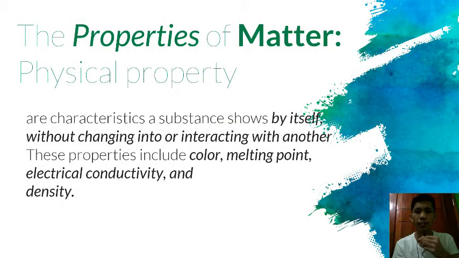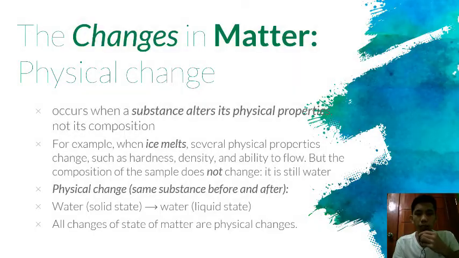So what about physical property? These are the characteristics a substance shows by itself, including the color, melting point, electrical conductivity, and the density. Take note that it does not change into or interact with another substance. Okay, so what about the physical change? This type of change occurs when a substance alters its physical properties and not its composition.